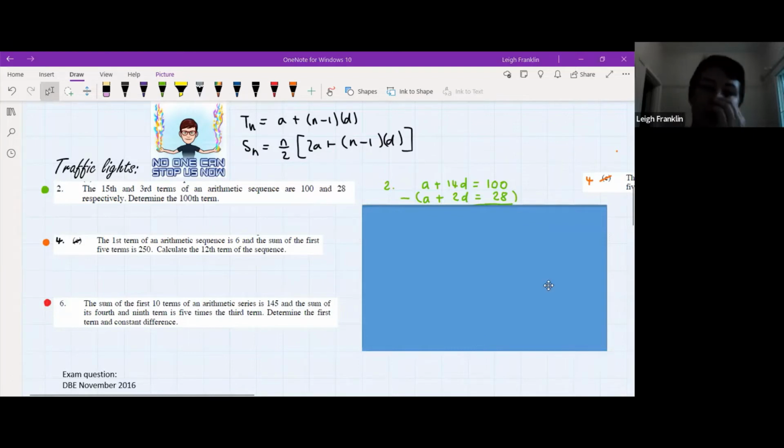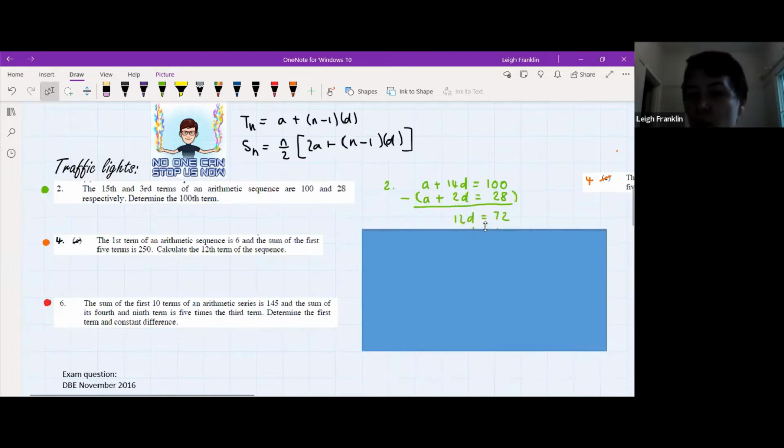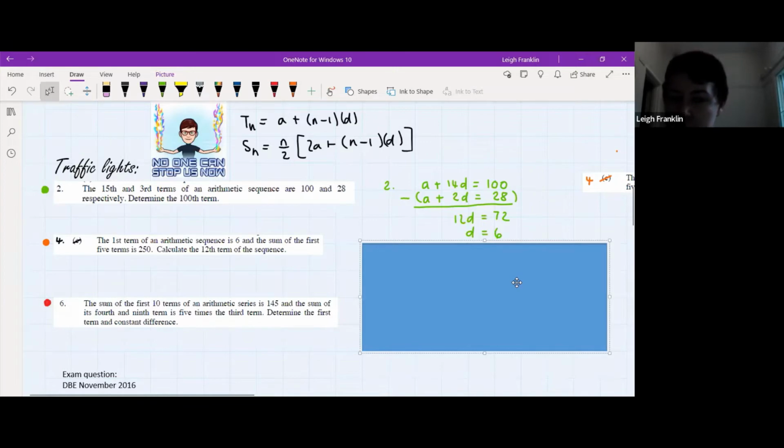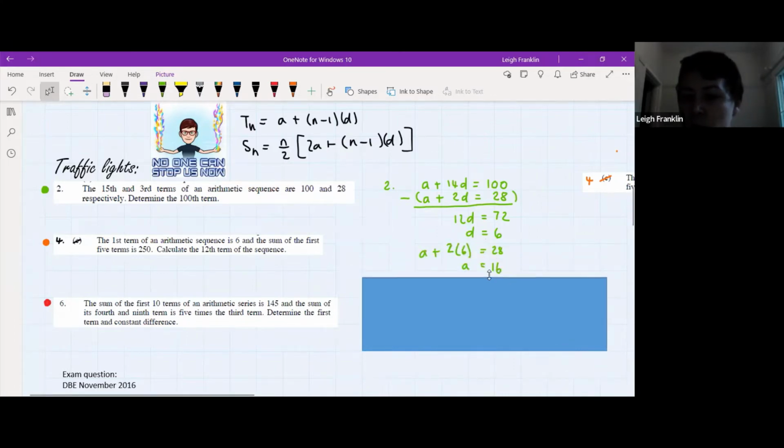And then I prefer the elimination method, right? If you prefer substitution, that's fine. So I like to eliminate because I think that's quicker. So that means that when I solved, I got an answer of D is equal to 6. I would then have to sub back in and calculate my A value, and I worked out that A was 16.